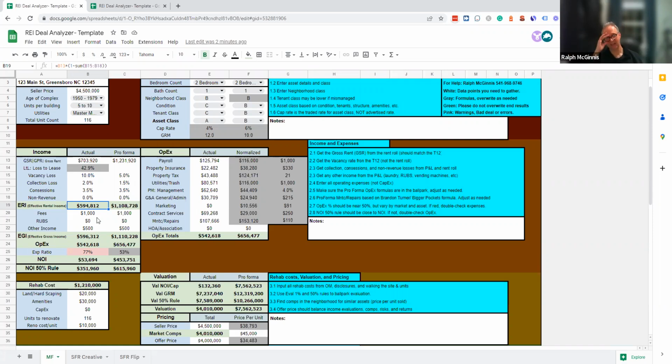Now you have to add other incomes. So late fees, any types of fees that they might put out. RUBS is basically a way of charging back utilities to the tenants. If it's master metered, then instead of the tenants paying for the electricity and gas and water, it gets charged to the apartment owner. RUBS is a way of proportioning it back to the tenants so that they have to pay their own utilities, even though it's not metered at their level.